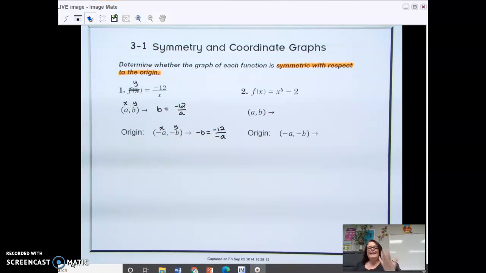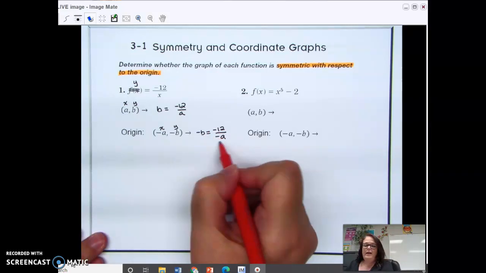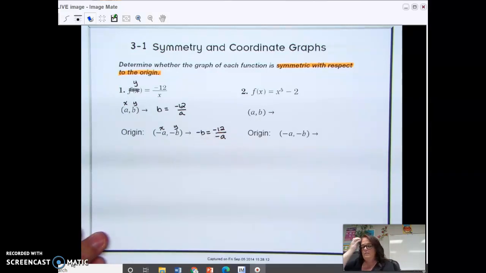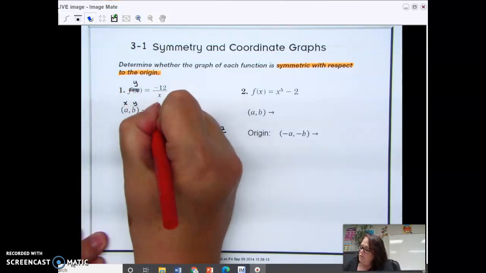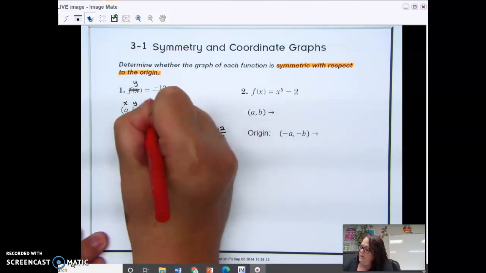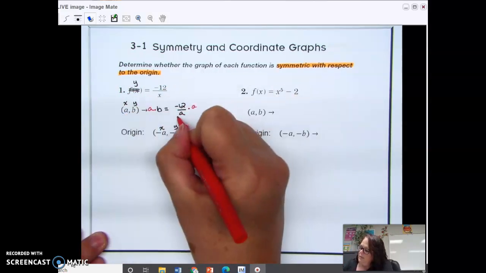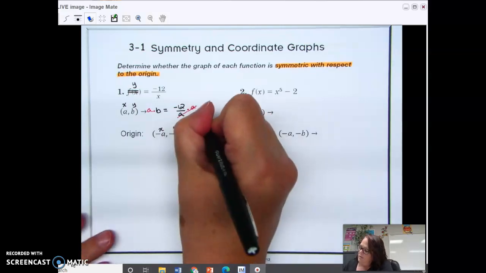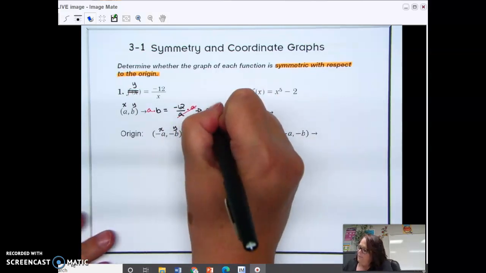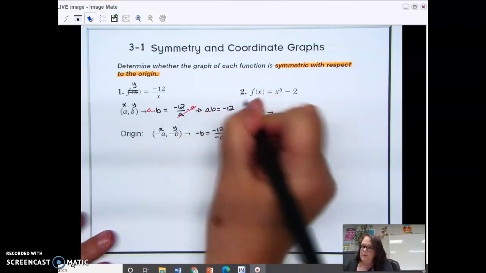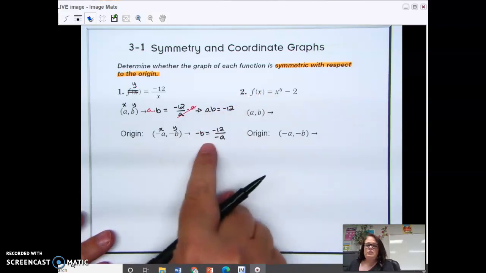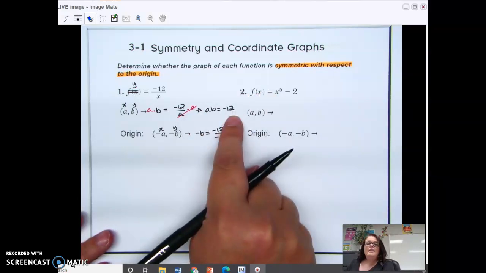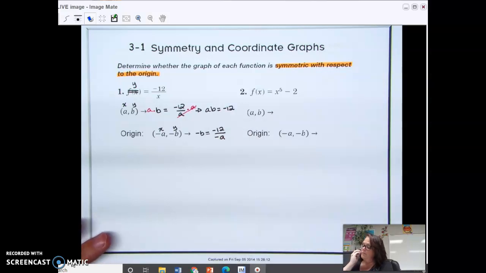And then the question is, can I get these to be the same? So I'm going to be honest with you, when we have these fractions, they start to look different, even sometimes when they are the same. So we're going to go ahead and multiply both sides by a so that we can get rid of this denominator and make it the simplest form, which is going to be a times b is equal to negative 12.